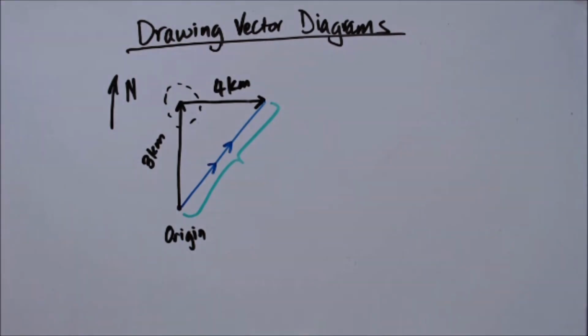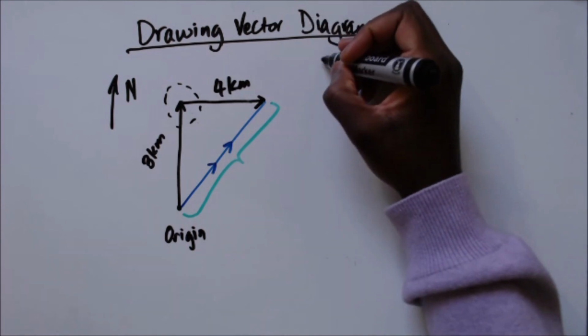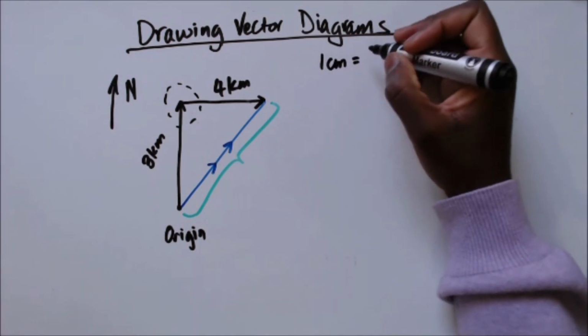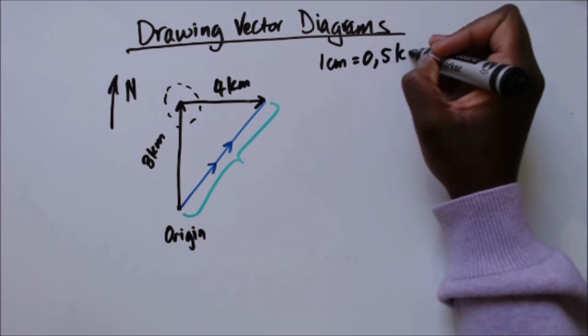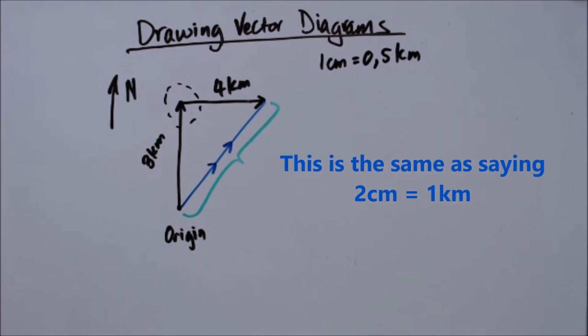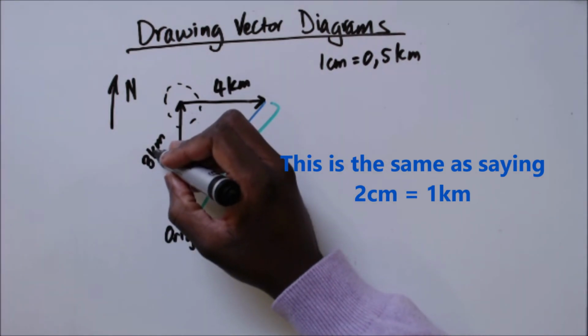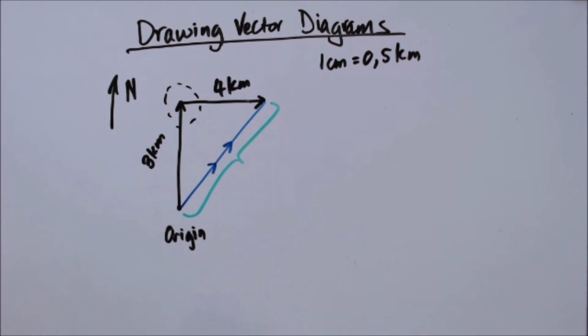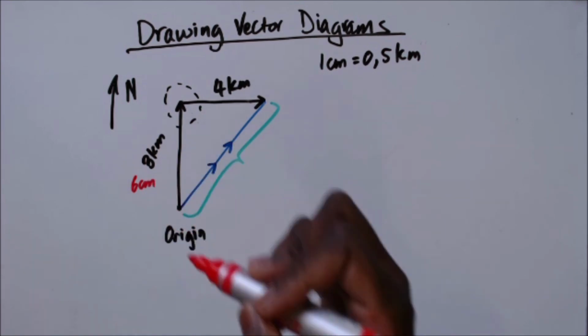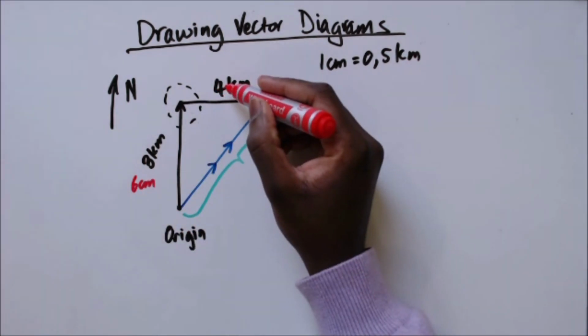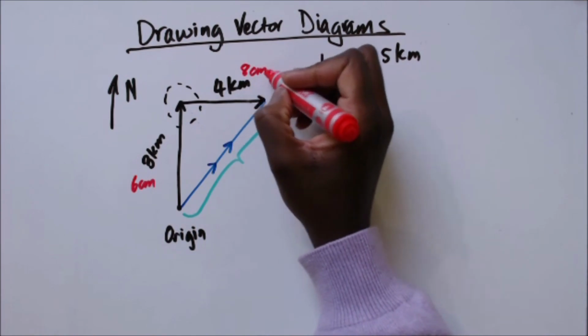We've got 3 kilometers and 4 kilometers. So let's first of all start off by choosing a scale. And the scale which I'm going to choose is I'm going to say that 1 centimeter is equal to 0.5 kilometers. If that is the case, then this displacement over there, which is 3 kilometers, is going to be represented by 6 centimeters. So I can write next to the 3 kilometers, 6 centimeters. And this displacement of 4 kilometers is going to be represented by 8 centimeters.